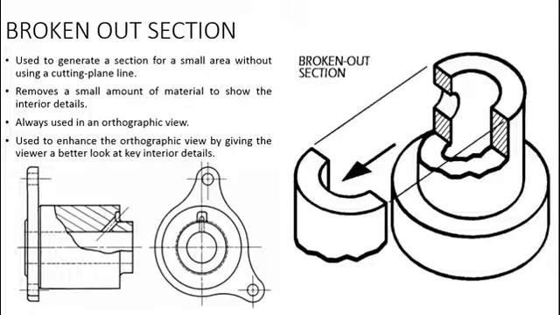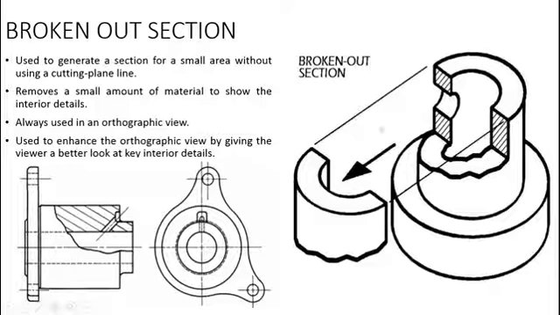Now we also have broken out sections. These are used to generate a section for a small area without using a cutting plane line. You can see on this one we are not using a straight cutting plane, so it removes a small amount of material to show the interior details. As shown on this drawing on your right, we just removed a small piece there so that we can show what is happening on the inside of the bigger drawing.